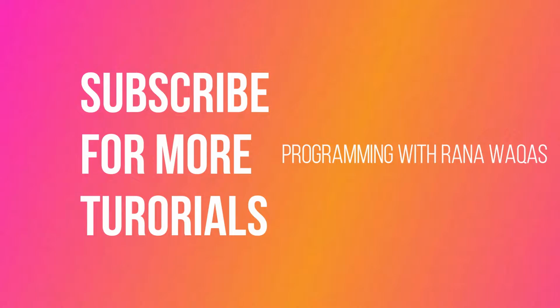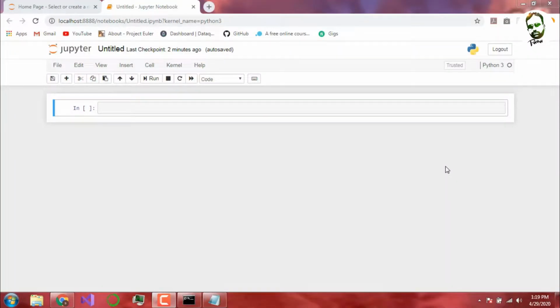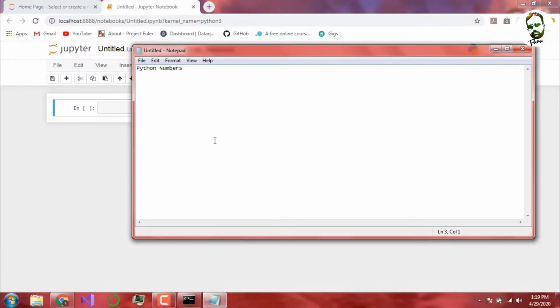Today we'll be looking at Python numbers. Now, Python numbers are basically the type of integers or numbers that Python supports. Now, if you look at it, there are several types. First of all is integer, second of all is float, and third is complex.